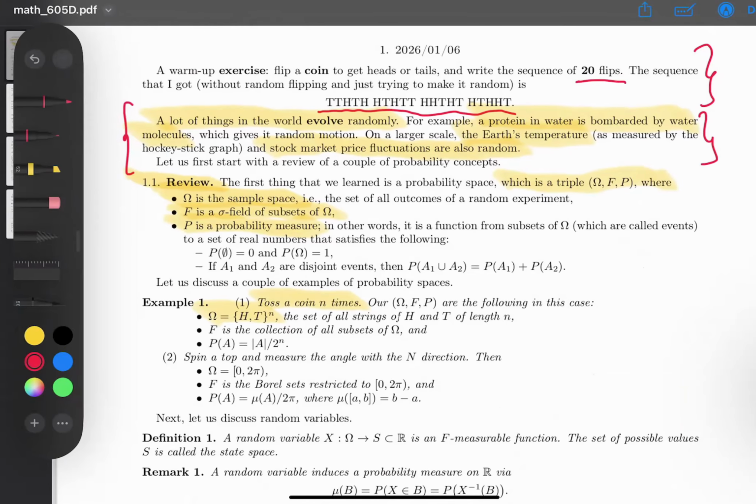Okay, and next is probability measure. Probability measure is actually how we're going to measure the probability of our events. And we require a couple of properties. The probability of the empty set, the event didn't happen, is 0, and the probability of the entire space is equal to 1.